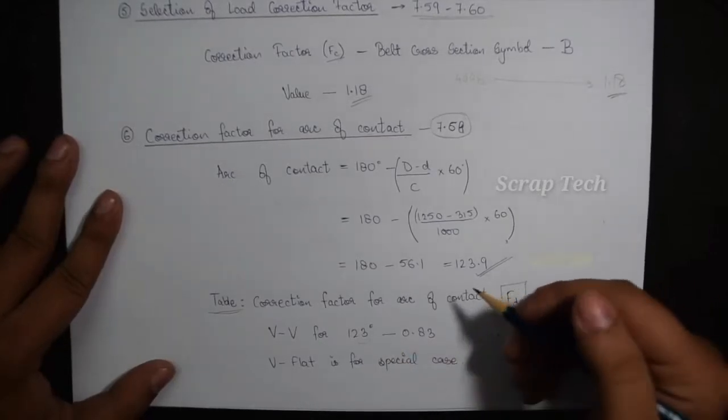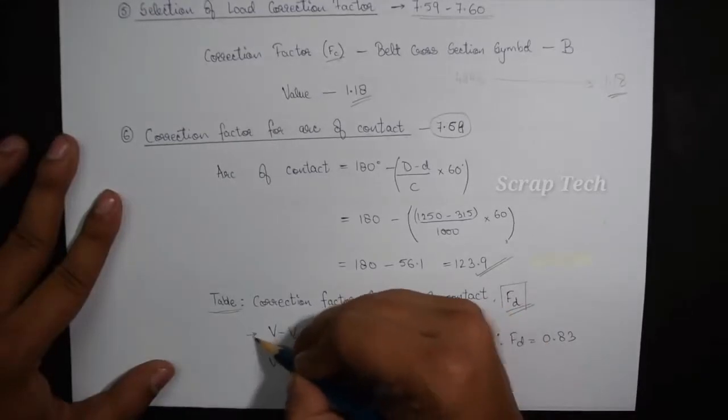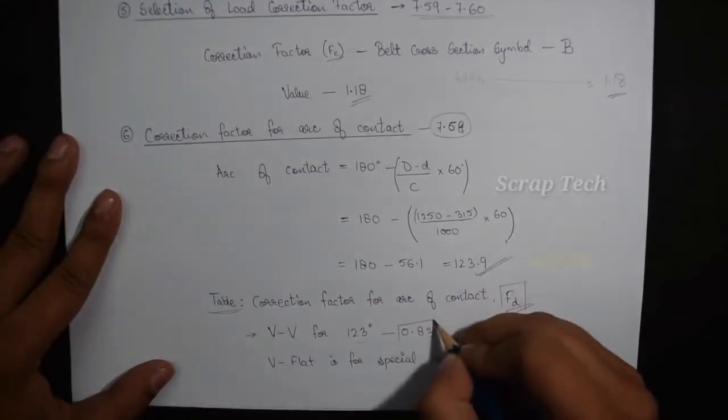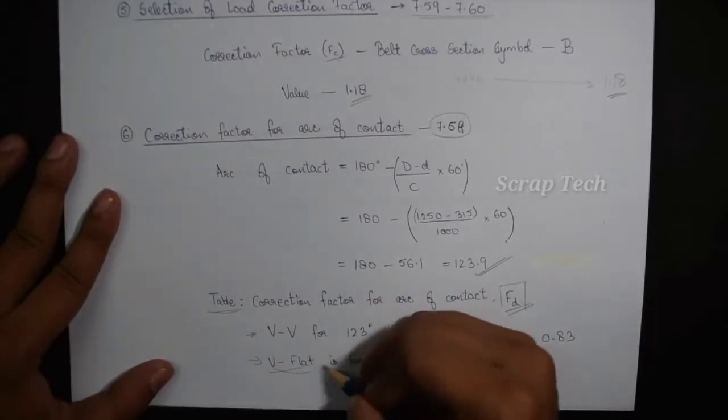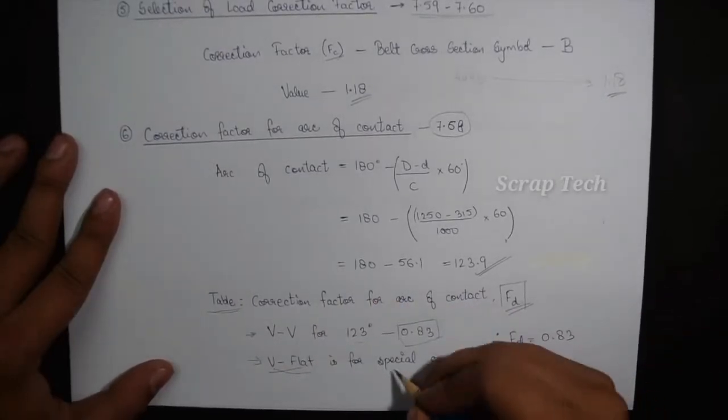So correction factor for VV is 0.83. Now if in the question it is given about V flat, then only we'll be going into that column. Otherwise, V is what we'll be choosing.